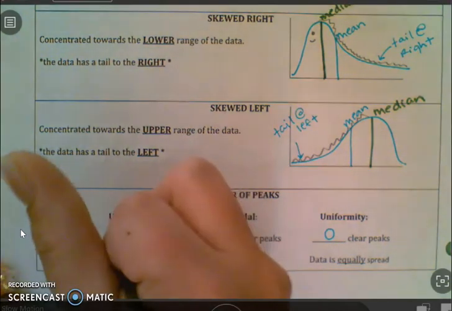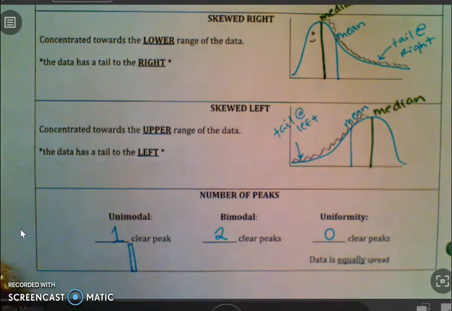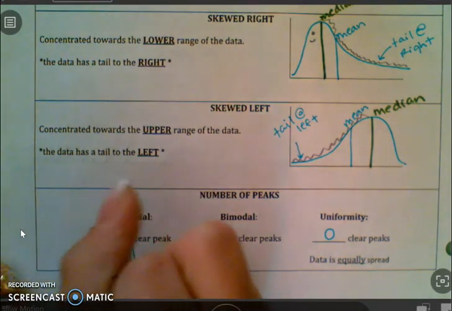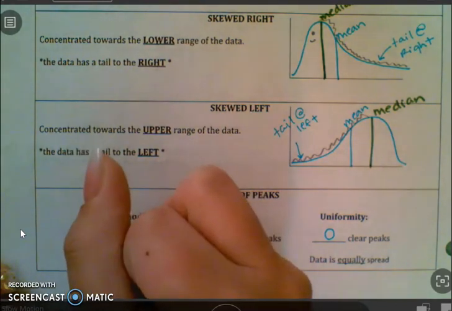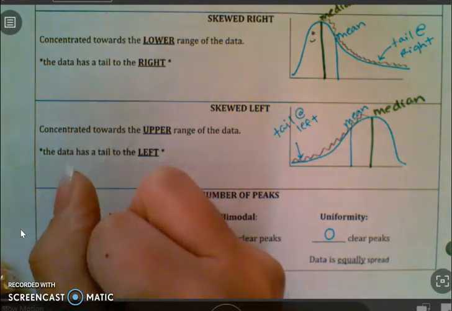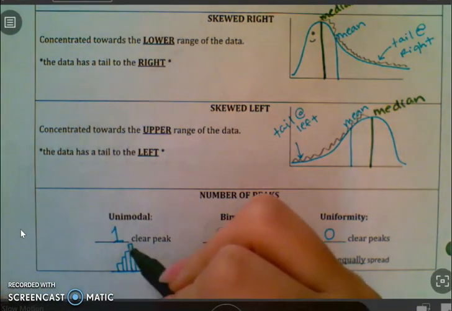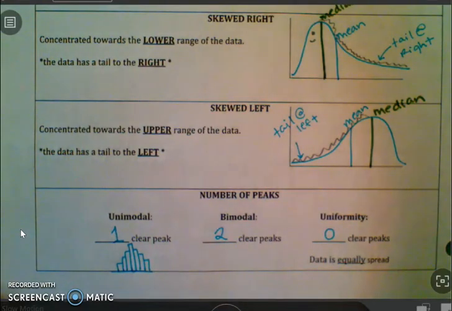So what does that look like if we look at a histogram like we made yesterday? So you're going to have one peak in the middle, and then it's going to go down on each side. So one clear highest point.